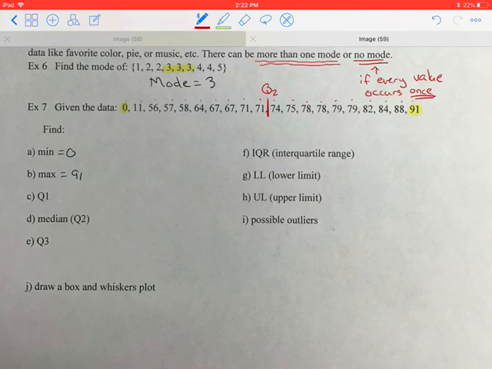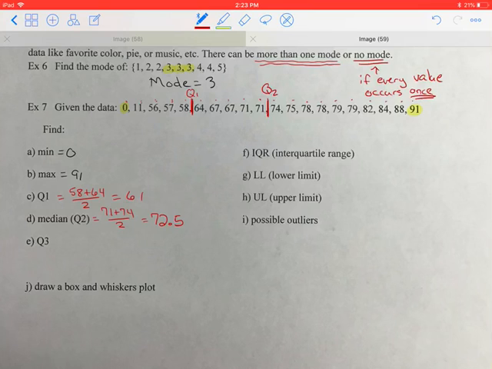Okay, so I have to find that first even though it's not listed first. So I want the value halfway between 71 and 74, meaning I need to find the average, and it comes out to be 72.5. All right, so now I'm going to take the first half of the data. So that's going to be 10 test scores. So I'm going to go up 1, 2, 3, 4, 5. And right here should be Q1, because I've got 5 scores on the left and 5 scores on the right. So that's going to fall halfway between 58 and 64. So I'm going to add those and divide by 2. And that comes out to be 61.